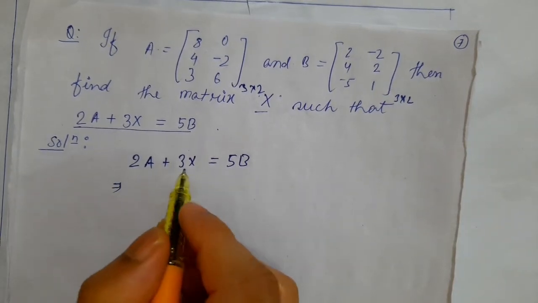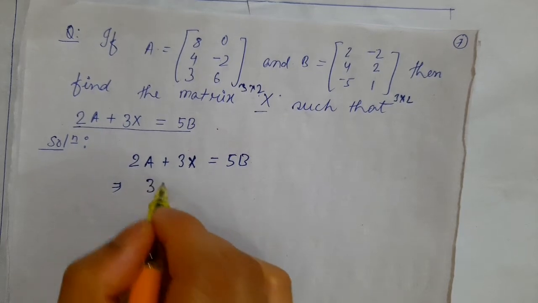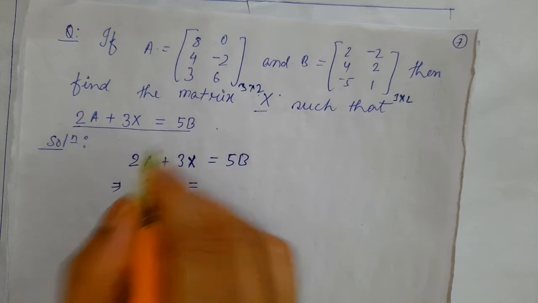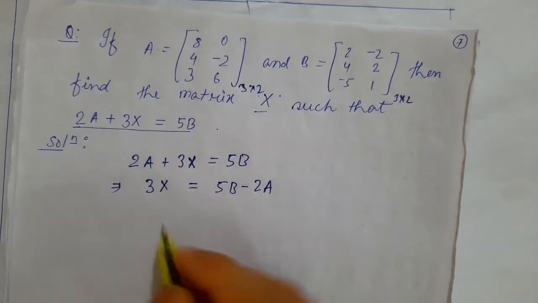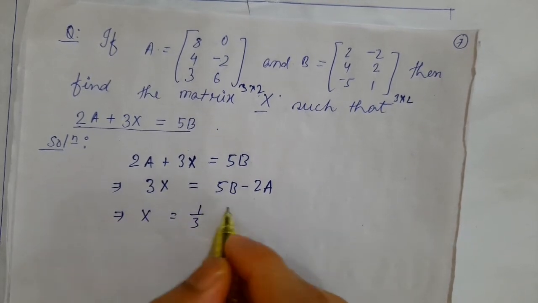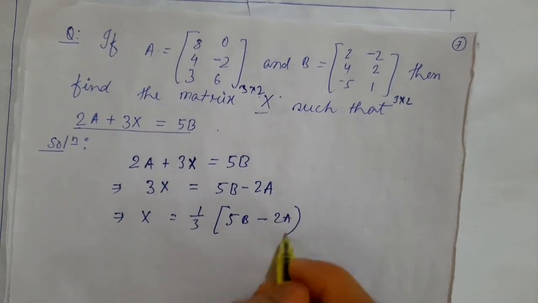What we have to find? We have to find the X, matrix X. So we will take it in left hand side and 2A will be in right hand side. So X will be equal to 1/3 of this 5B minus 2A.